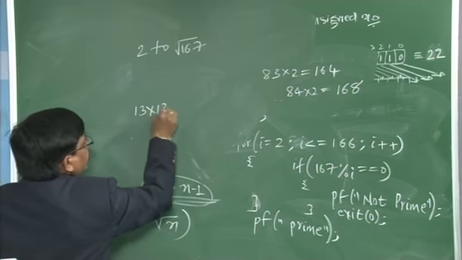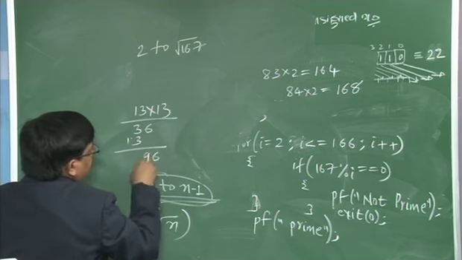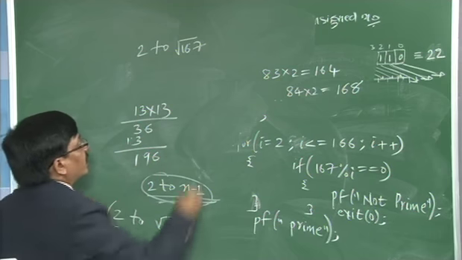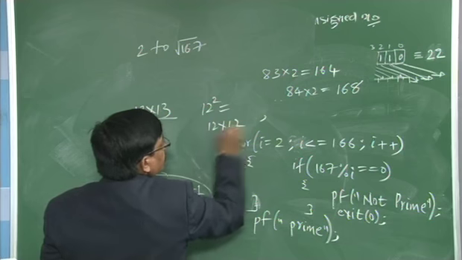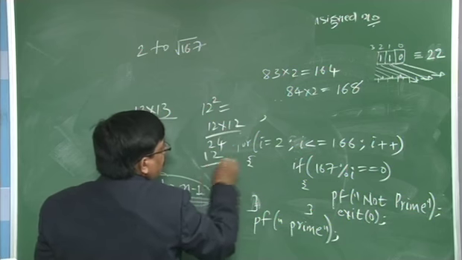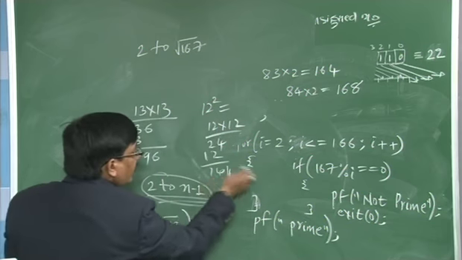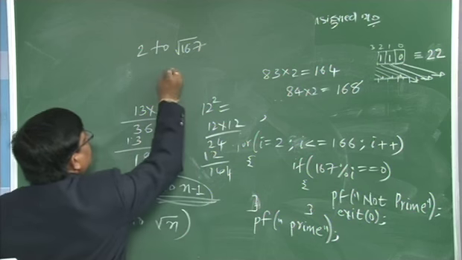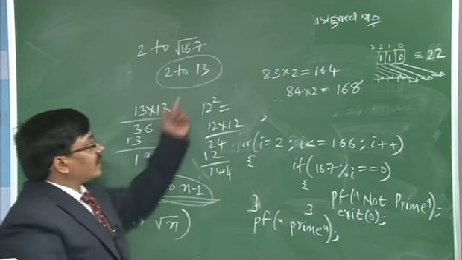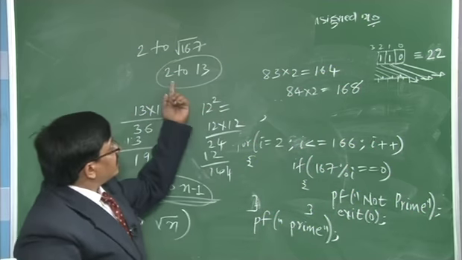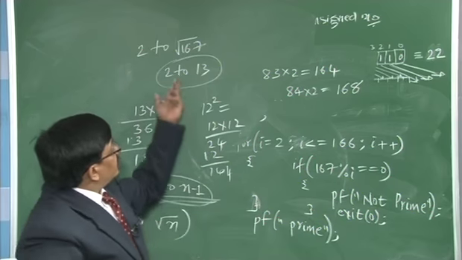What is the square of 13? 169. What about 12? The square of 12 is 144, right. So, the number is 167, that is greater than 144 and lesser than 169. So, here 2 to 13, if you verify, that is sufficient. No other number may divide. If no number is dividing between 2 to 13, then I can declare that number 167 is a prime number.